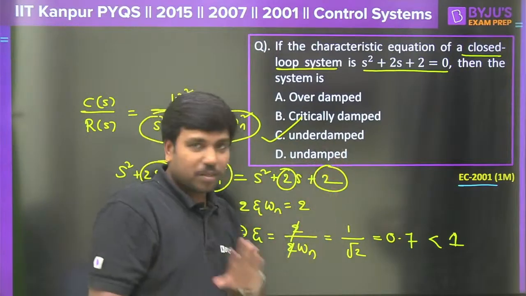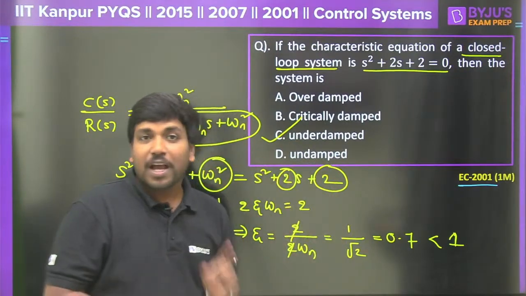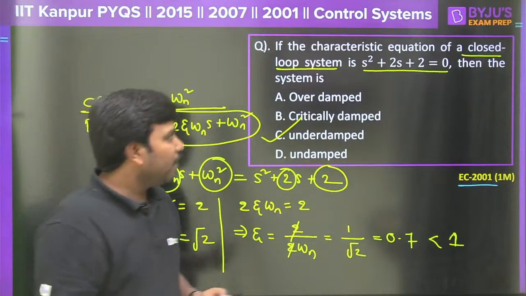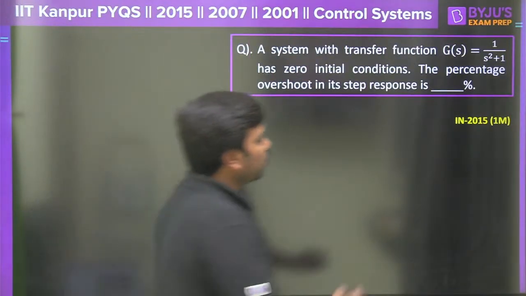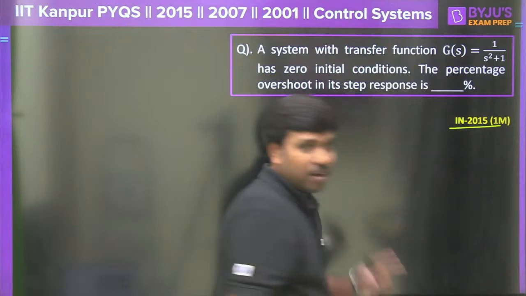So underdamped system is the correct answer. Option C is the correct answer for this question. So let's get into the next question straight away here. This question was asked in the year of 2015 for 1 mark.